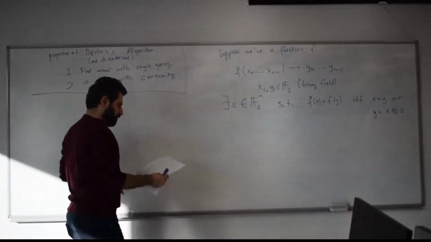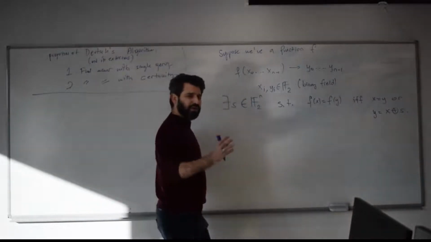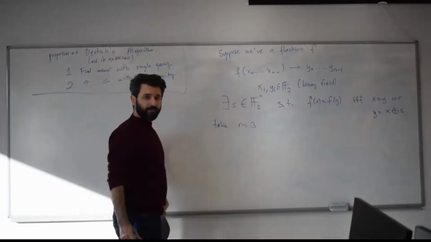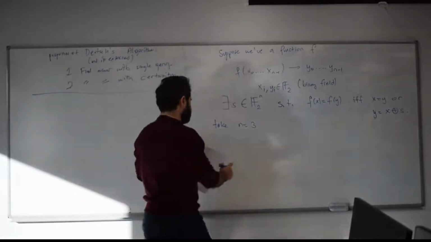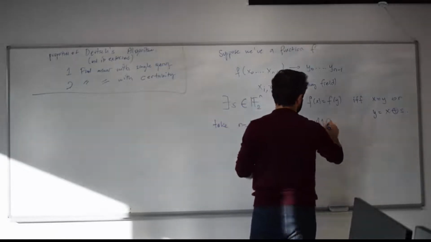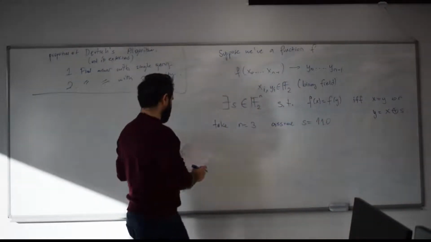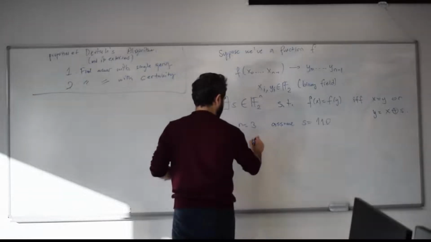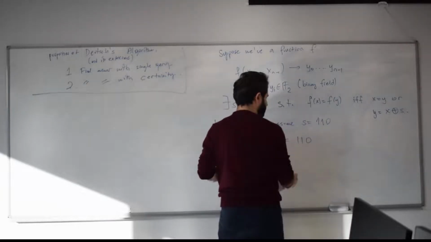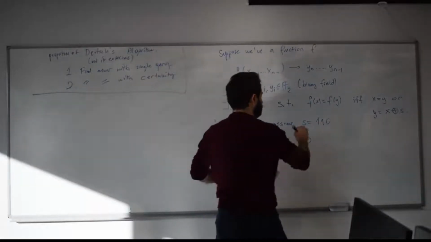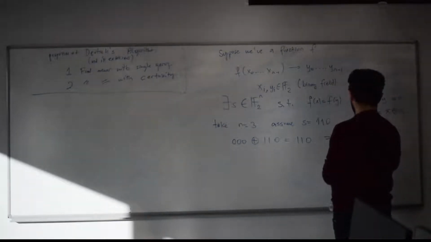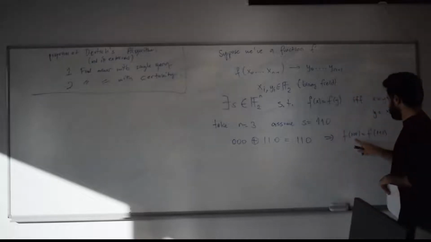Let me give you an example. Let's just take n equals 3, plain and simple, and assume s equals 1, 1, 0. What does that mean? Well, we have 0, 0, 0 XOR with 1, 1, 0, which gives us 1, 1, 0. So according to this definition, this means that f(000) equals f(110).